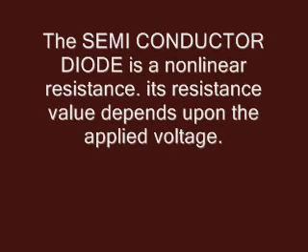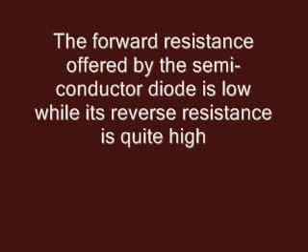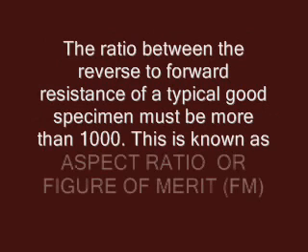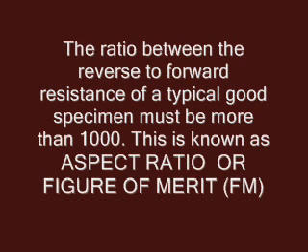Semiconductor diode. The semiconductor diode is a nonlinear resistance. Its resistance value depends upon the applied voltage. The forward resistance offered by the semiconductor diode is low, while its reverse resistance is quite high. The ratio between the reverse to forward resistance of a typical good specimen must be more than 1000. This is known as aspect ratio or figure of merit.